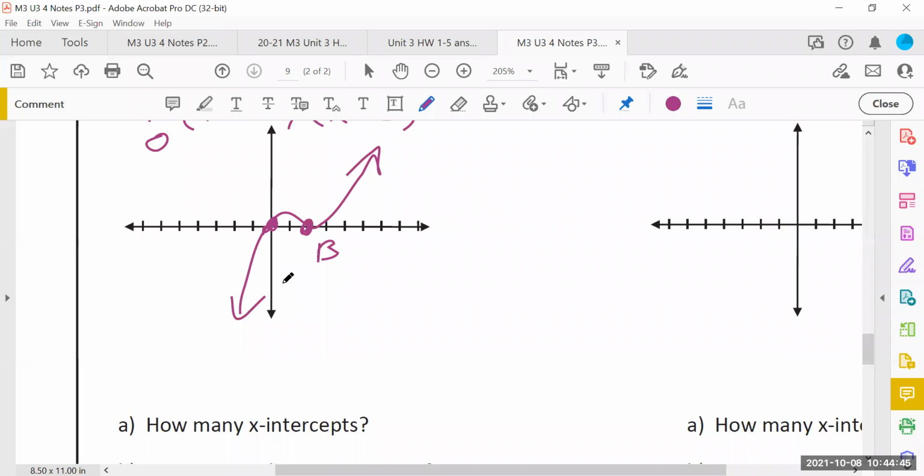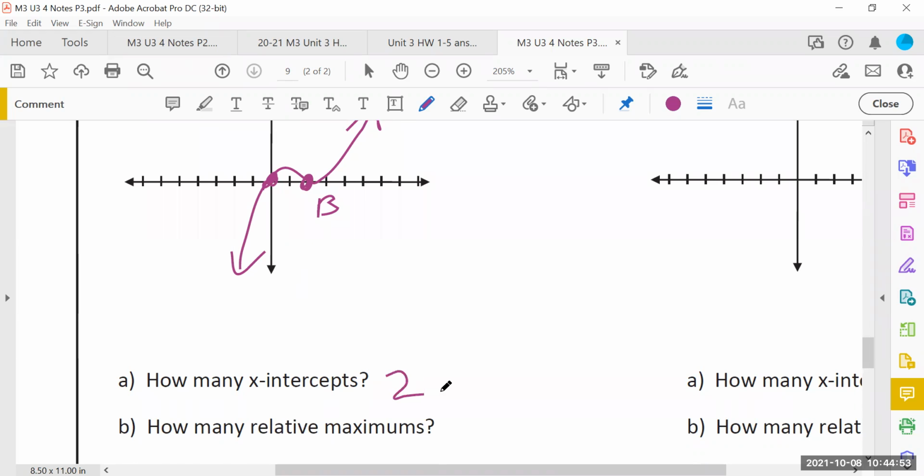Okay, how many x-intercepts is that? 2, right? One of them's a bounce, but it still only counts once for x-intercepts. So I have 2 x-intercepts. Okay, relative maximums. Oh, no fair. That was unit 2. Well, we'll hopefully remember it.